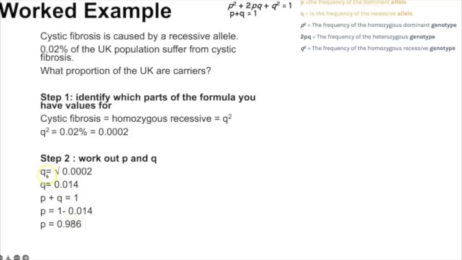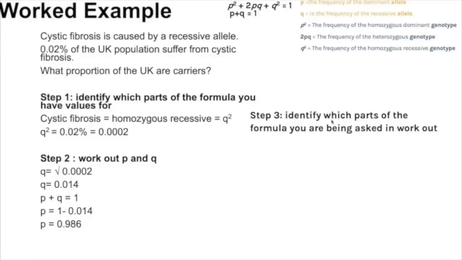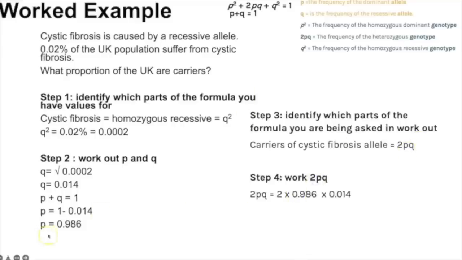And once you know what p and q are, you can work out any other part of the equation. Now, they've said they want you to work out what proportion are carriers. And if they're carriers, that must mean that they are heterozygous in this example. So they're asking you to work out 2pq. So 2pq would be 2 times p, so 2 times 0.986, times q, which is 0.014, so 2pq is 0.03. And you need to look carefully to see if they specify your answer has to be given as a percentage or not.